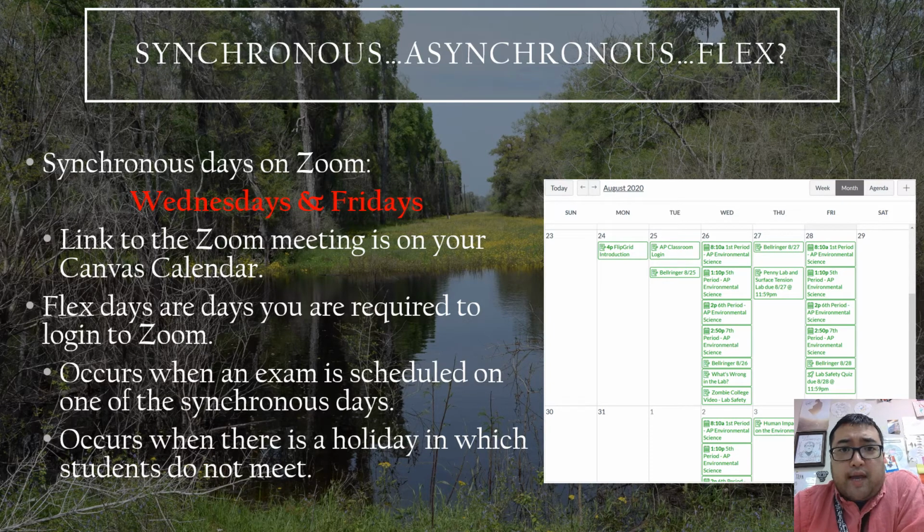So synchronous, asynchronous, you guys will be hearing that a lot, as well as flex. But what does it all mean? Synchronous days on Zoom. You have to sign in and let Zoom run, and we're going to meet as a class. That's synchronous days. Our synchronous days for science would be Wednesdays and Fridays. So a link to the Zoom meeting is on your Canvas calendar already. Okay, all you have to do is click on it and you should see the link that takes you directly to the Zoom meeting.